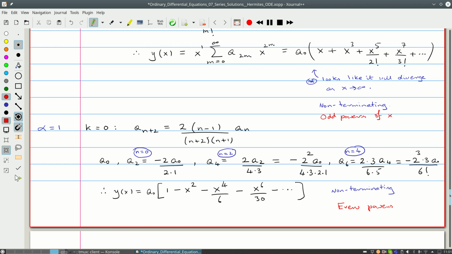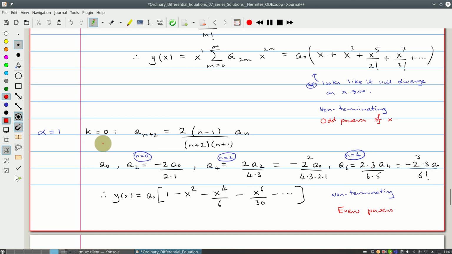Alright, then we choose alpha is equal to 1, and we do the same. For k is equal to 0, we have a recursive relation a n plus 2 is equal to 2 times n minus 1 divided by n plus 1 times n plus 2 times n plus 1, and the whole thing times a n. In the same kind of way, I'm not going to bore you with this, you form each successive term in the series, and you end up with a non-terminating series in this case.